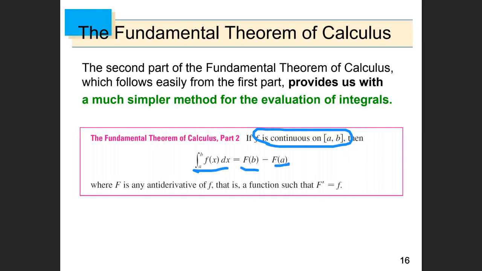Remember, we call this capital F the antiderivative, all right? So for you to find the integral of a function, you just need to find the antiderivative of that function, and then you apply the antiderivative evaluated at the upper bound minus the antiderivative evaluated at the lower bound. All right, and F is called the antiderivative of f because if I differentiate capital F, I just get my original function f. All right.